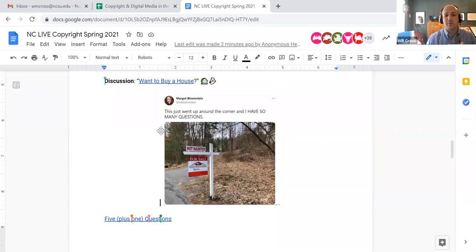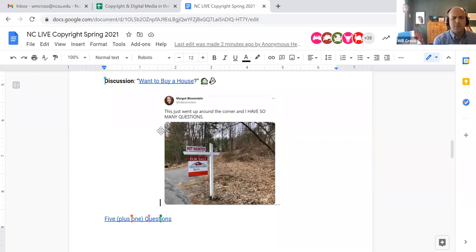There's definitely copyright in the photograph of the sign. The person, right, used a camera. They used their own creativity to pick the way to frame it. So that's a second level of copyright. And then there's certainly a little bit of creativity in what that person has written as well. This just went up around the corner and I have so many questions.